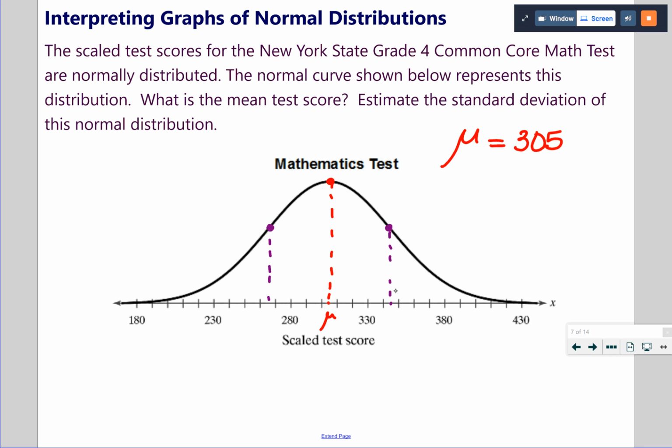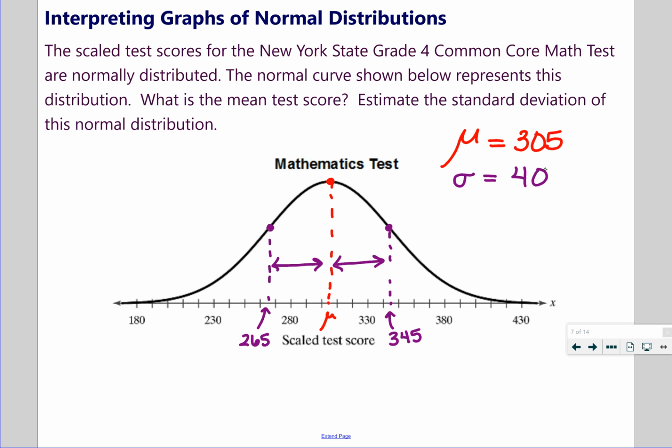Now where I have it drawn, again, it looks like it's falling between a couple tick marks there. Mine looks like it's hitting between 340 and 350. So I'm going to say 345. This one looks like it's between 260 and 270. So I'll say 265. So either way, my standard deviation then, that distance, would be about 40. Again, that's an approximation.